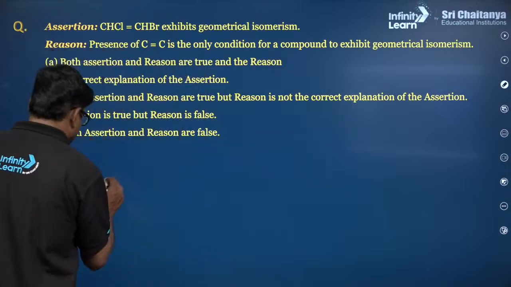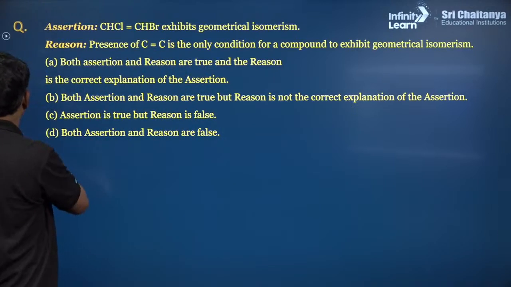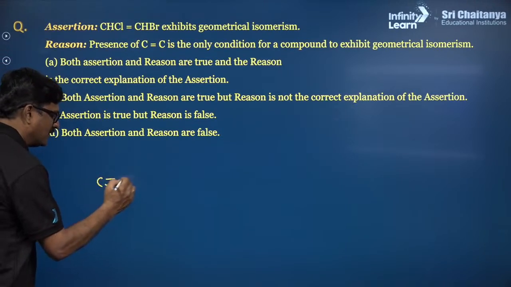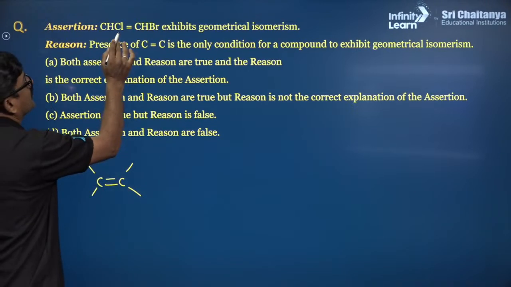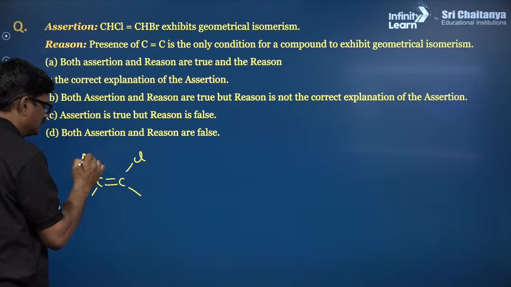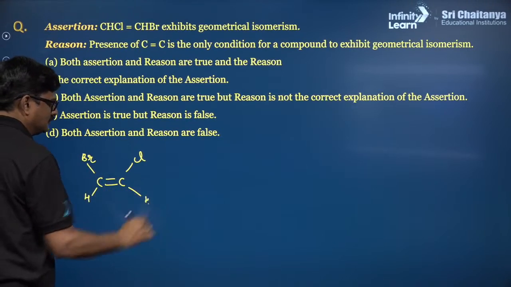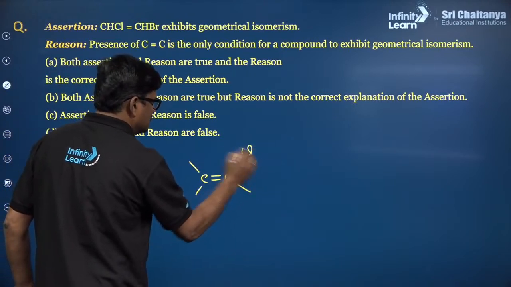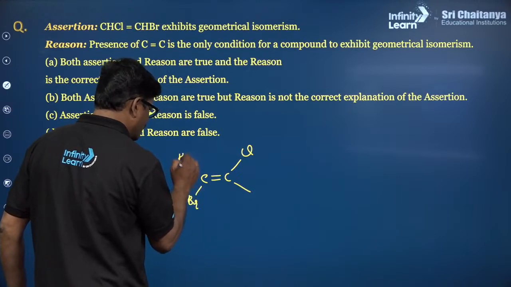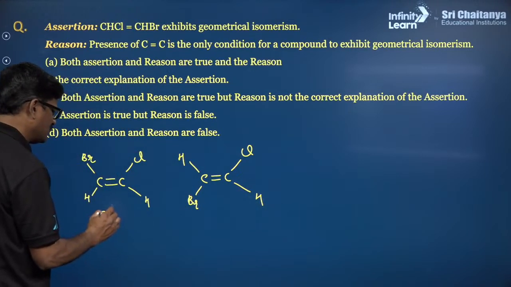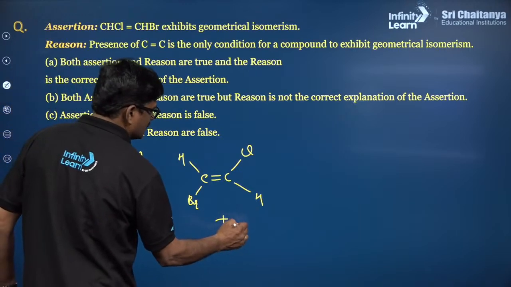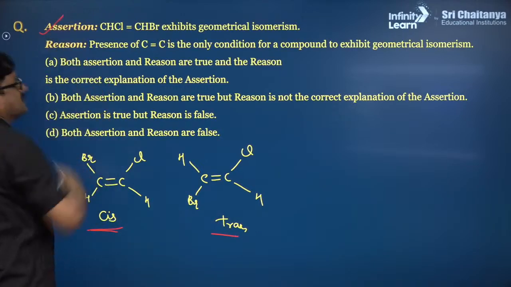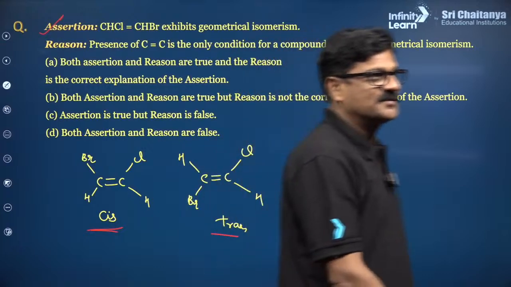CH, C double bond C, Cl and Br. Yes, they are showing geometrical isomerism. It is going to be a cis isomer and a trans isomer. Therefore, I just want to say the assertion is true.